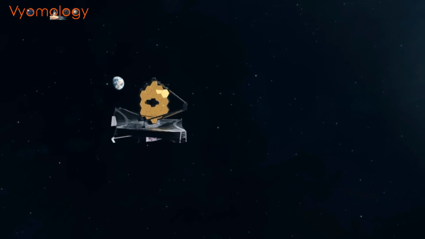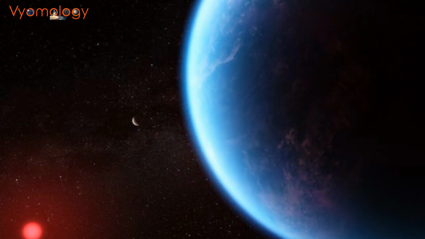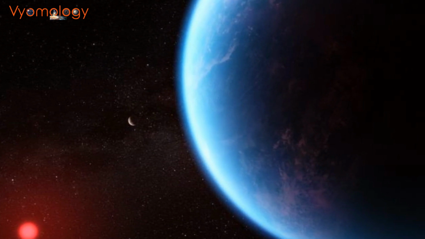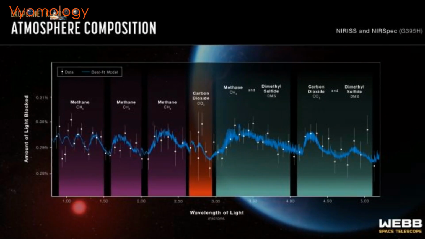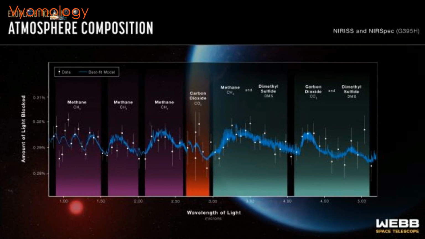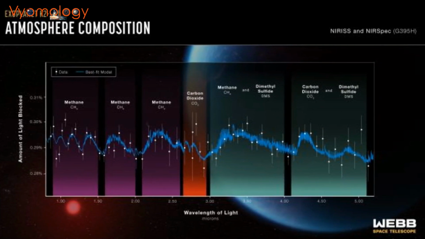Astronomers used the James Webb Space Telescope to take a closer look at K2-18b's atmosphere. Using advanced instruments on the telescope, they observed changes in the star's light as it passed through the exoplanet's atmosphere. Their analysis revealed the presence of carbon dioxide and methane, as expected. But there was something more intriguing, hints of dimethyl sulfide.